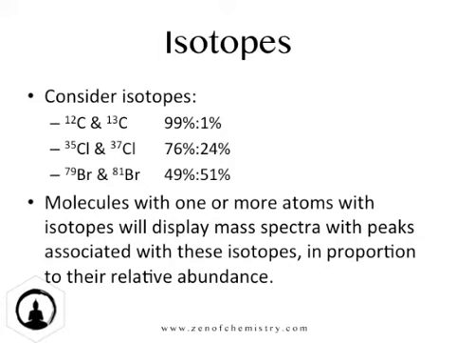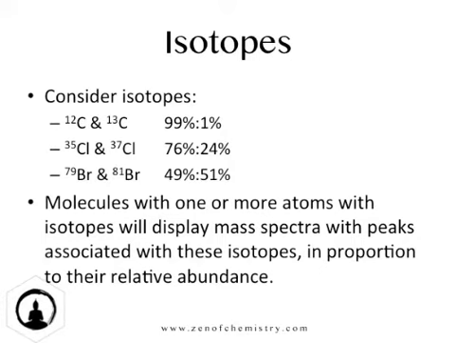We know that the molar mass of, say, chlorine is 35.45. But the reason it's 35.45 is because it's a mix of chlorine-35 and chlorine-37. In real life they don't weigh 35.45, they weigh 35 and 37. So we see mass spectra with peaks associated with these isotopes and in proportion to their relative abundance.